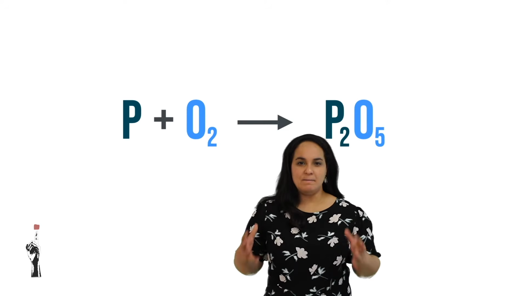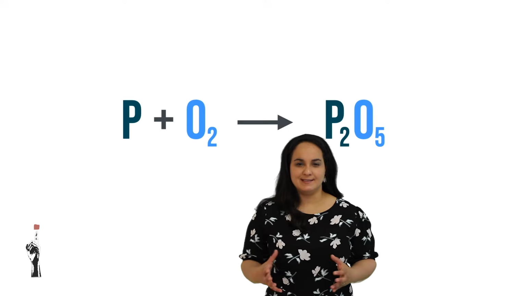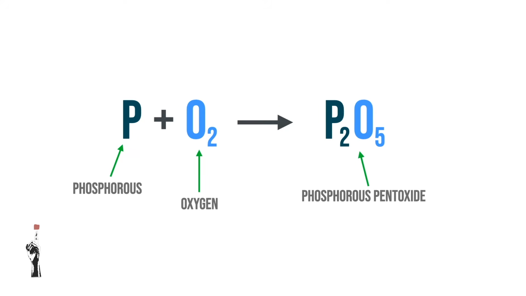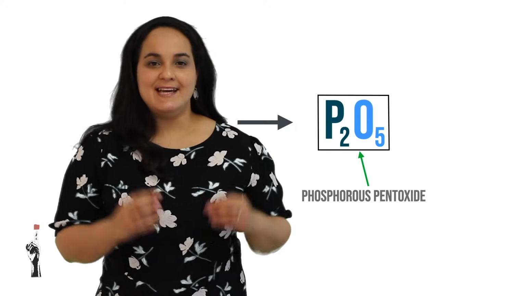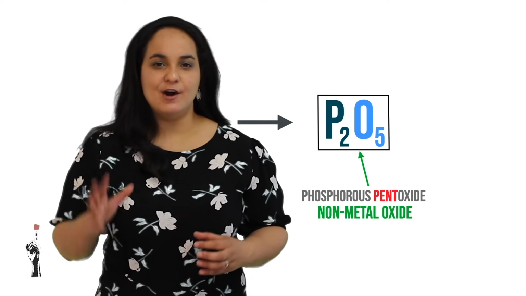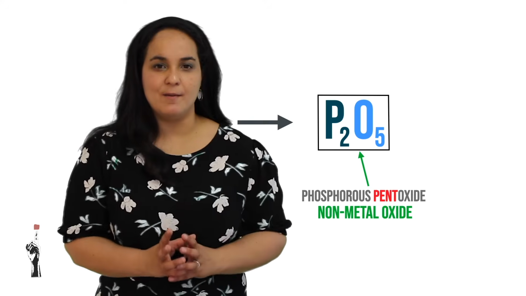Let us take a closer look at the reaction between phosphorus and oxygen. The unbalanced chemical reaction will look like this. On my left-hand side, I will have the symbol for phosphorus, which is P, plus oxygen, O2. And on my right-hand side, I will have the product that is formed, phosphorus pentoxide, P2O5. The product is a nonmetal oxide, and the pent indicates that there are 5 oxygens in the compound.